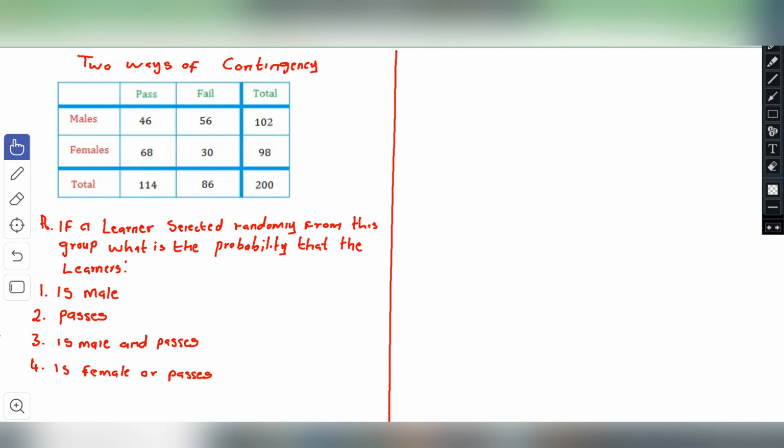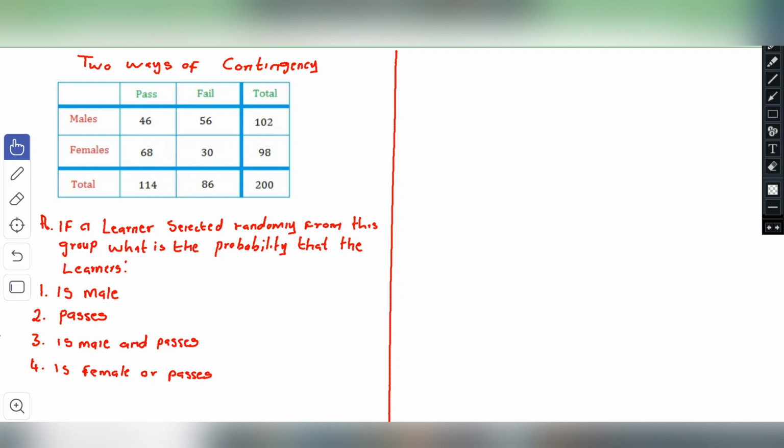So in this video we are going to talk about the two ways of contingency table. This is the first table that we are going to talk about, then I'm also going to show you the second table of the contingency table. These are the tables that you should expect in the exam, right? And we are going to do these examples on how we find the probability when given the table.